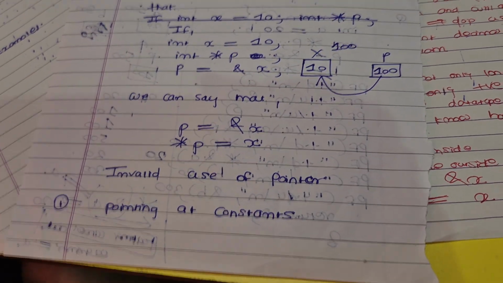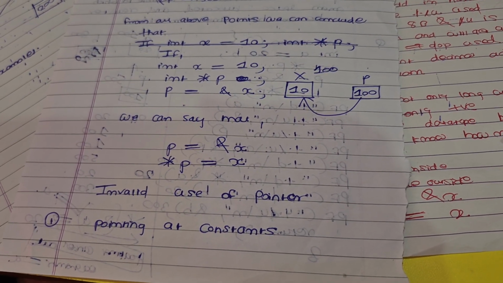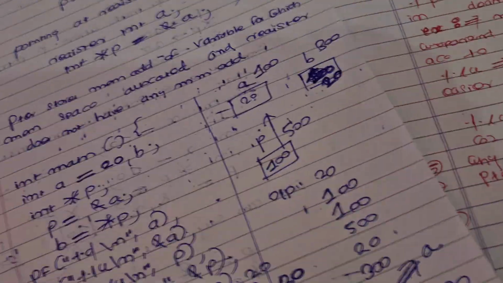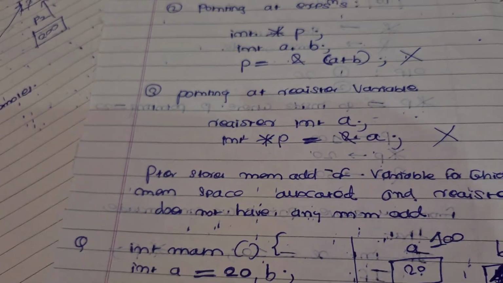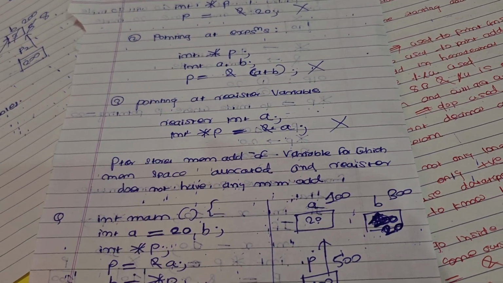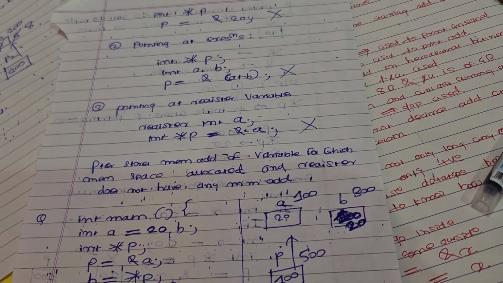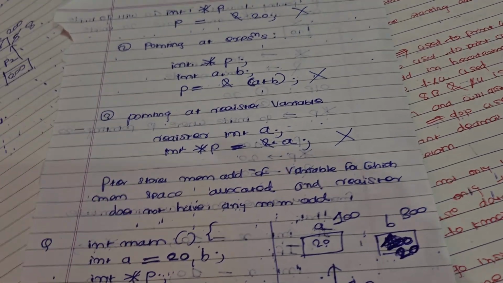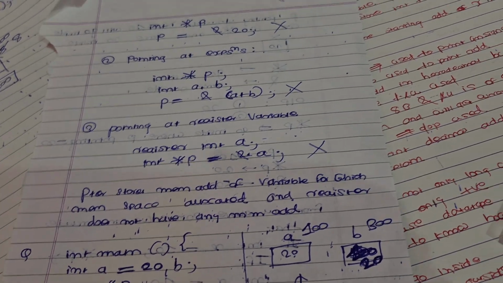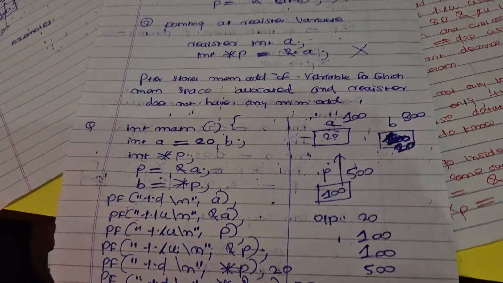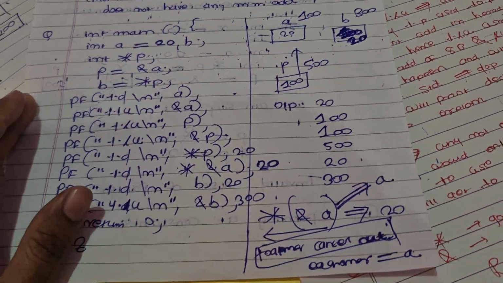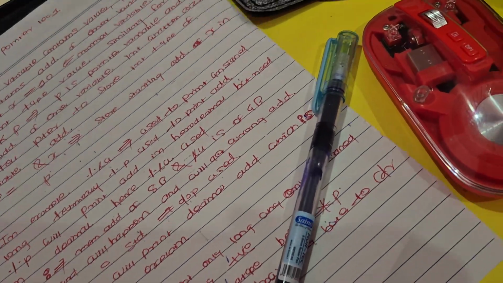There are a few invalid cases of pointer: it cannot point to constants, it cannot point to expressions, and also registers, because a pointer stores the memory address of a variable for which memory space is allocated, and a register does not have any memory address. So a pointer cannot point to a constant, register or expression. There was one example to clear the concept.